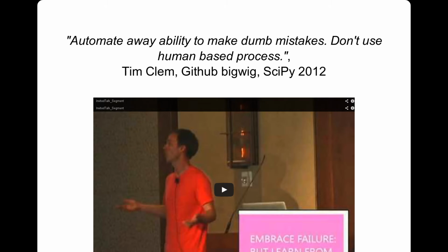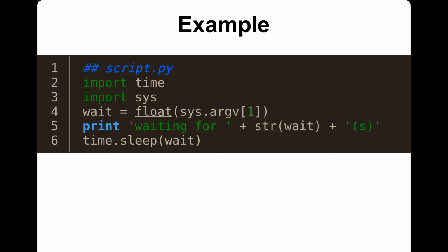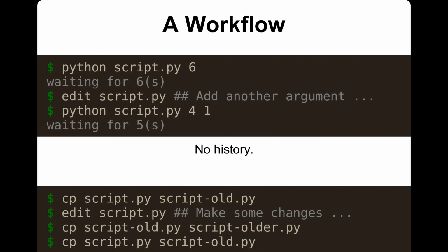So this is what we hope to achieve with something like Sumatra. Let's take the most simple example I can think of. This is just a script which takes an argument and it waits for some amount of time, so just time.sleep for whatever the value of wait is. So this is a workflow. You run the script, you wait for 6 seconds, you then edit the script, and then you run it again. And there's no history associated with that workflow. You've done something, you haven't recorded anything about it.